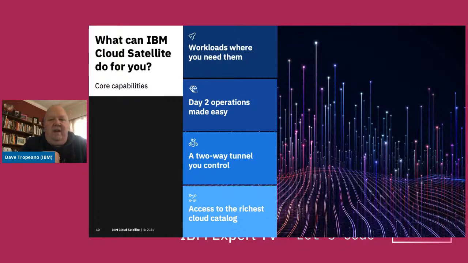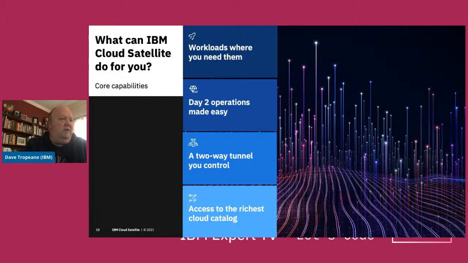Day 2 operations are now taken over by IBM. We're doing all the patch upgrade release lifecycle management. You get access to our cloud catalog of managed services and software that you can install. And this part about the two-way tunnel that you control is that there is a connection between your satellite locations and an IBM Cloud region, one of our availability zones. And the reason for that connection is so that we can do the support, right? We're taking over the day 2 operations of that location.